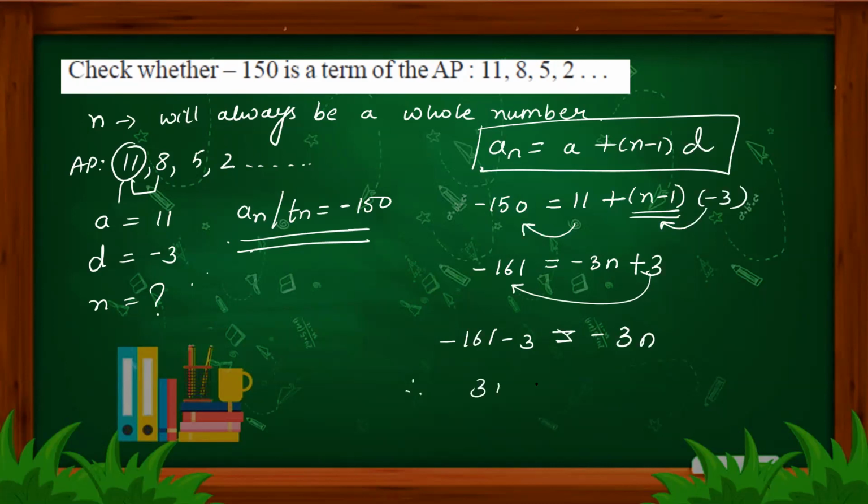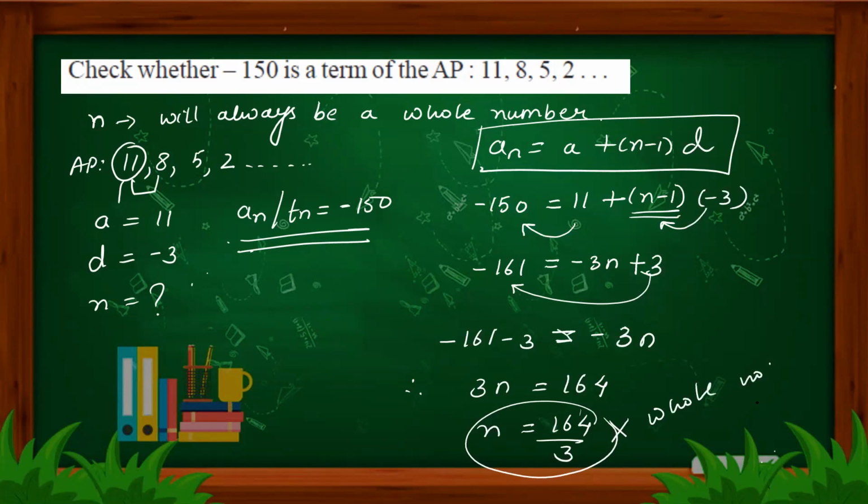So 3N is equal to 164. N is equal to 164 upon 3. Now, is 164 divisible by 3? 164 is not. Let's see, 3 5s are 15, 1 14. This is not divisible. This will not come out to be a whole number, right? It will come out to be a fraction.